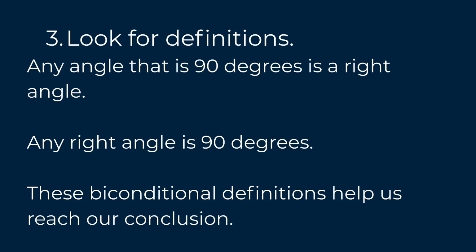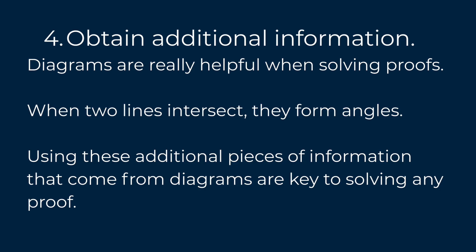Look for definitions. An angle that is 90 degrees is a right angle, and any right angle is 90 degrees. This biconditional definition, the premise of definitions is that they're biconditional. This is that, and that is this. They equal each other, so we can substitute one for the other very easily. Obtain additional information.